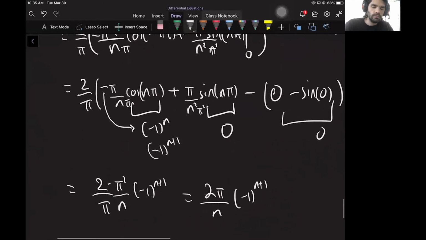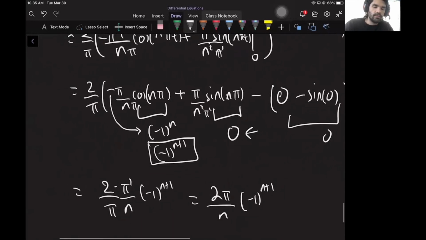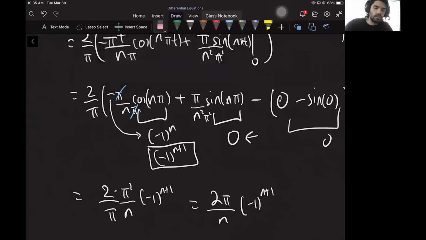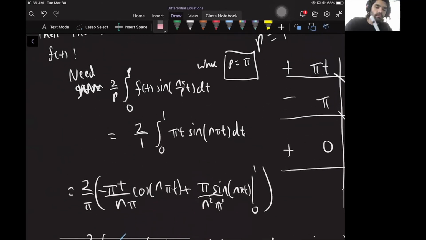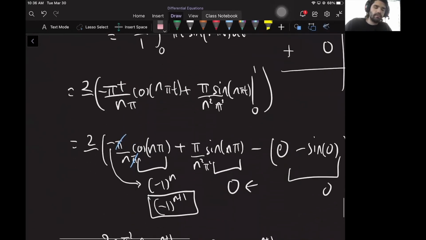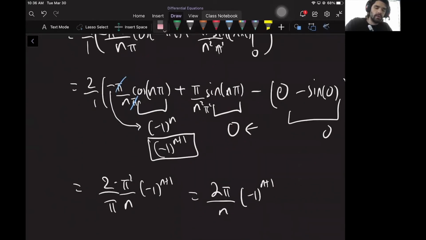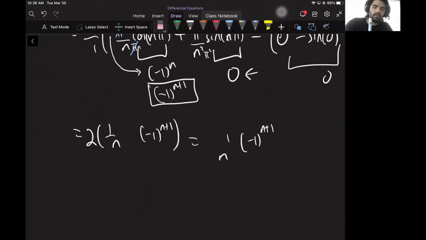Okay, so then this -1 to the n plus 1 is still there because of that negative and that cosine n pi. This is still 0, that's good, so don't have to worry about that. What's different now is that these pi's cancel here, which is what I wanted. And then this 2 over 1 should have been 2 over 1 the whole time, not 2 over pi. So let's just change those. All right, so now, big finale, we got it. So this is just 2 times 1 over n times -1 to the n plus 1. Let's write it a little bit nicer: 2 over n times -1 to the n plus 1.